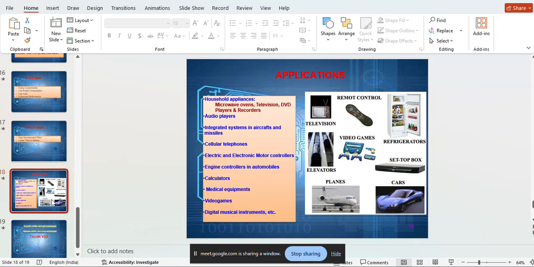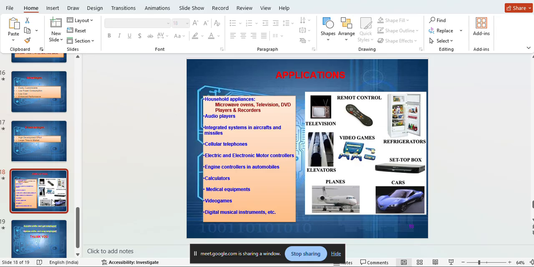Next is integrated systems in aircraft and missiles. In aircraft we require a vast area of embedded system products to control the flight amplitude, engines, and air pressures, so they keep the aeroplane stable. For all this we use embedded systems, and also to detect vehicles or any objects in the air using radar systems.